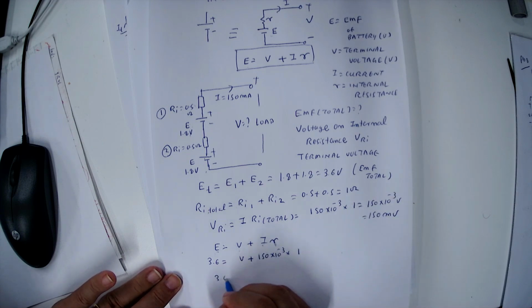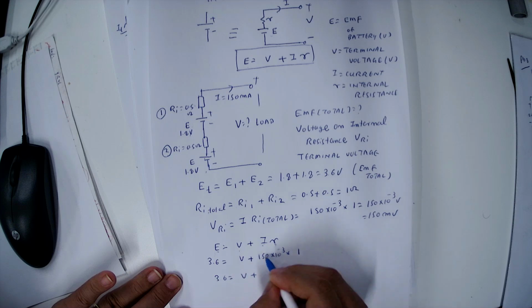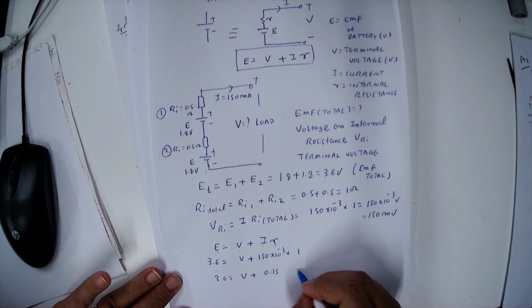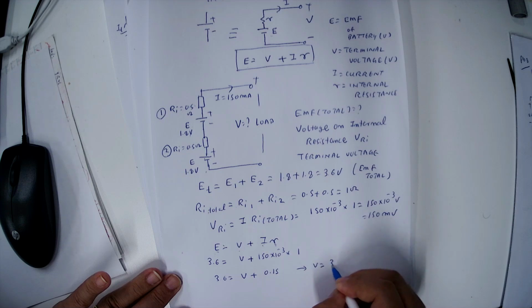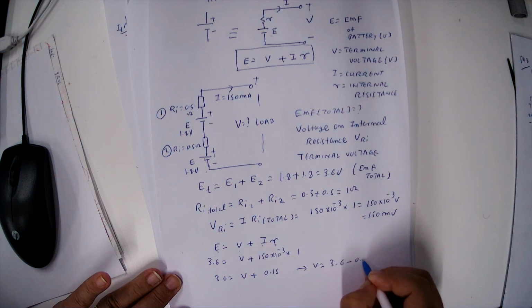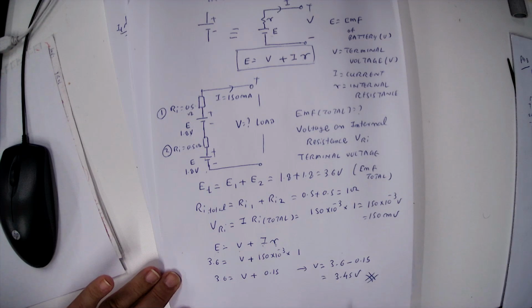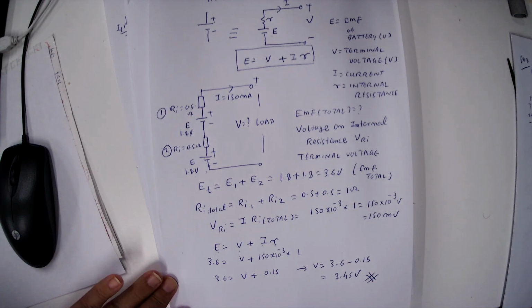Therefore, 3.6 equal to V plus 150 multiplied by 10 to the power minus 3, which is 0.15 volt. Therefore, we calculate V equal to 3.6 minus 0.15. So therefore, we got 3.45 volt. So this is for the terminal voltage. This way, we can calculate the terminal voltage.